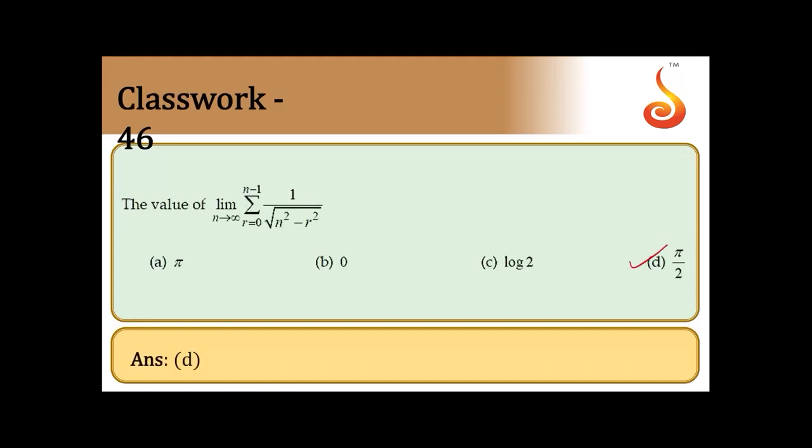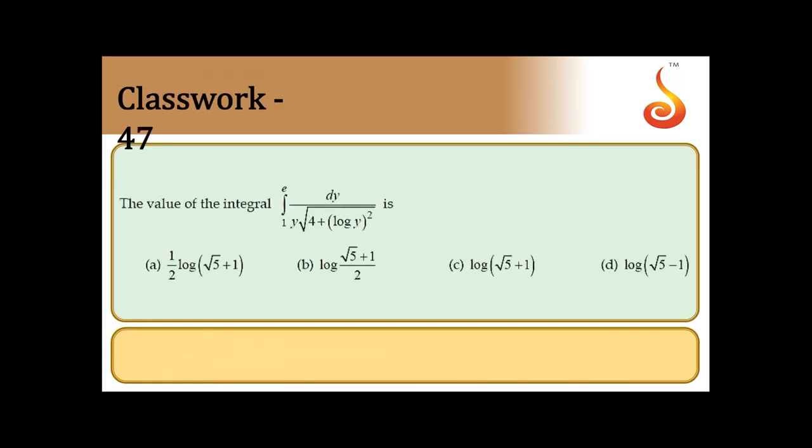So the answer is pi by 2, option D. Coming to the next one, integral 1 to e, 1 divided by y into under root of 4 plus log y whole square, dy.